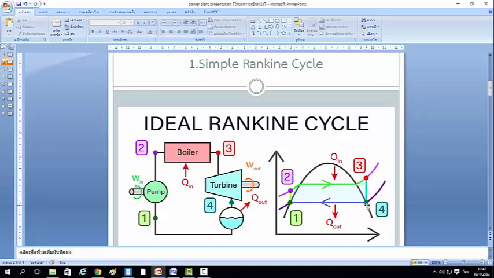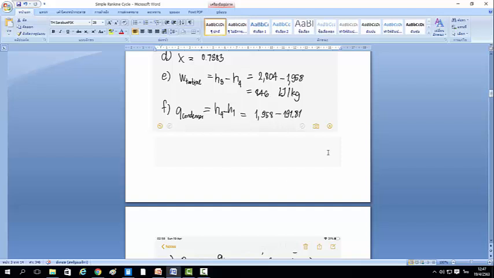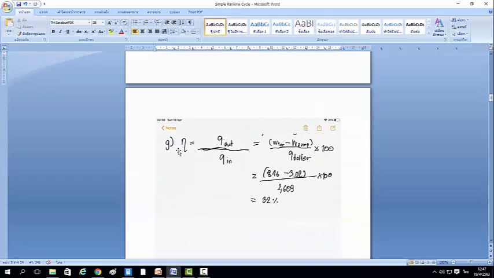Yeah, I'm not sure. Just to remind you, 1 and 4 is Q out, or heat rejection: H4 minus H1. We just substitute H4 minus H1. I forgot to type it or write it. It's just minus, and you can get an answer.